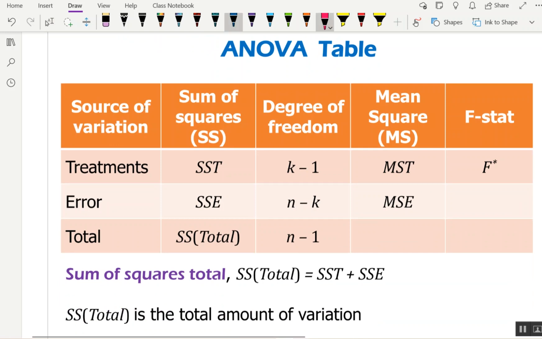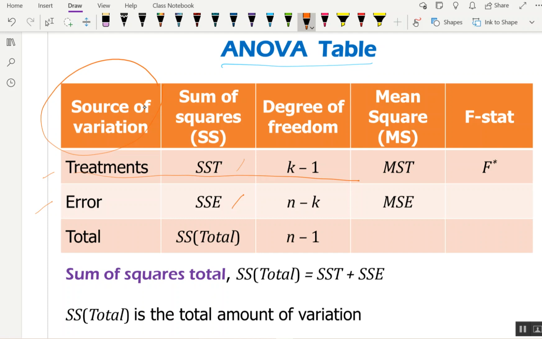Alright, so this is the ANOVA table. How do we get it? This is the source of variation: treatment and error. The one that I mentioned just now, there are two types of measurement of variation or variability involved, which are treatments and error. So the sum of squares we get from the treatment is SST. Remember the formula just now for how we calculate. Later on we'll see how to calculate it. And each of these has its own degree of freedom. For the treatment, the degree of freedom is k minus 1. What is k? K is your group, the number of populations there.